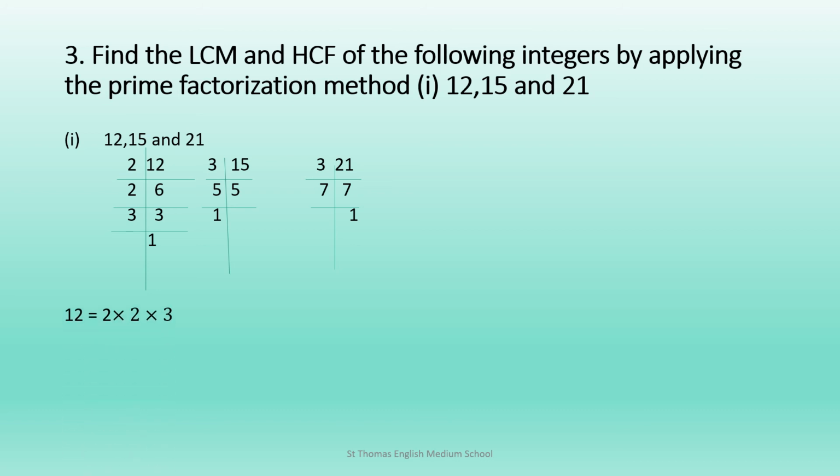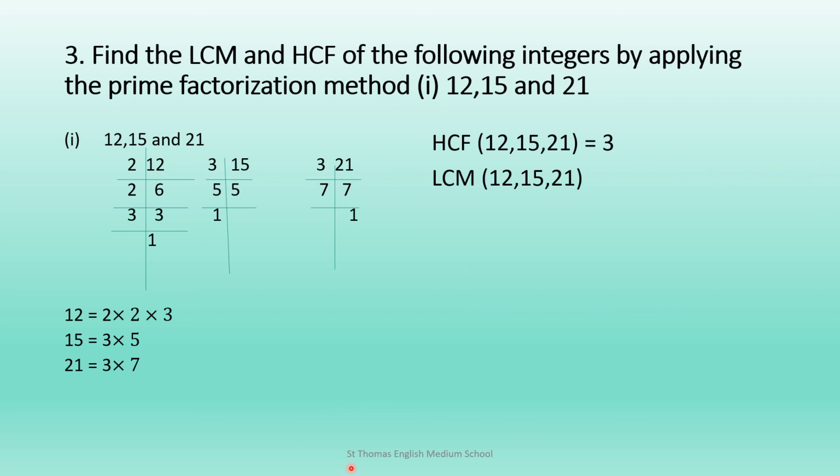12 can be written as a product of primes, that is 2 multiply by 2 multiply by 3. 15 you can write as 3 multiply by 5. And 21, that is 3 multiply by 7. Now you have to find the HCF. HCF means the number which is coming in all three numbers as common. Here you can see that 3 is a factor that is coming in common. 3 is coming common in these three given numbers. So 3 is the HCF.